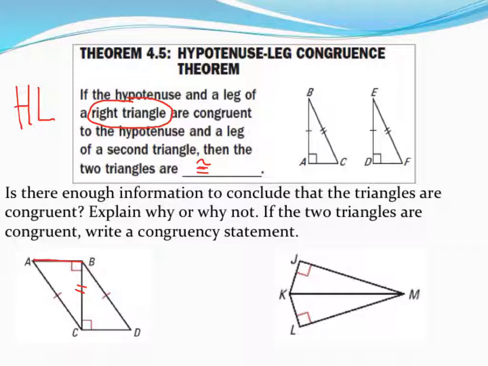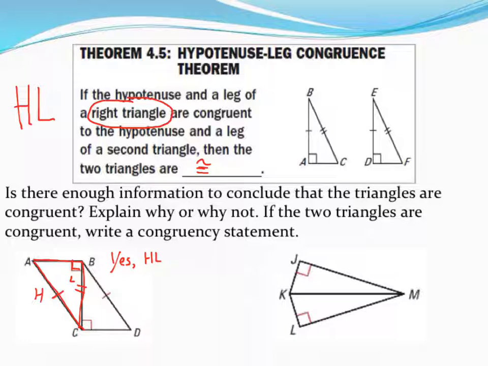Here's the triangle that I'm looking at. Remember, there are three things we need to check for. The first thing is that we have a right triangle. I can see that I do. If I don't have a right triangle, you're definitely not going to use HL. The two sides that I have matched up need to be the hypotenuse and a leg. So this is going to be the hypotenuse. It's across from the right angle. And yes, this is going to be a leg. So yes, these two triangles are congruent to each other because of HL.